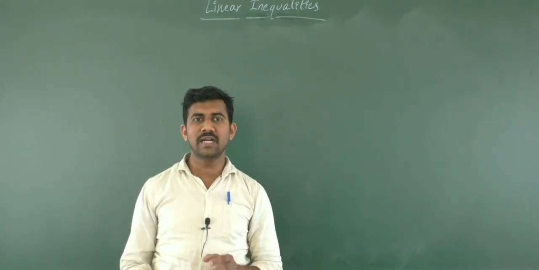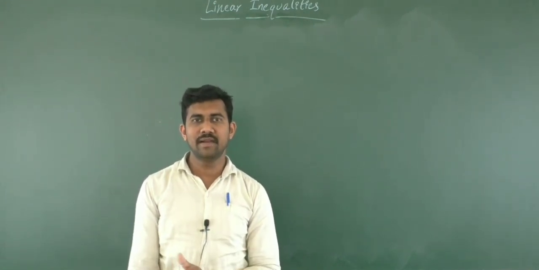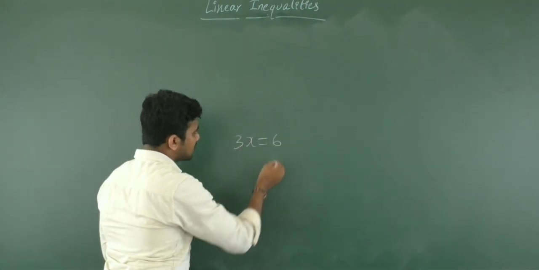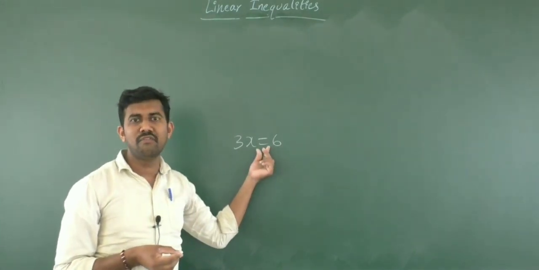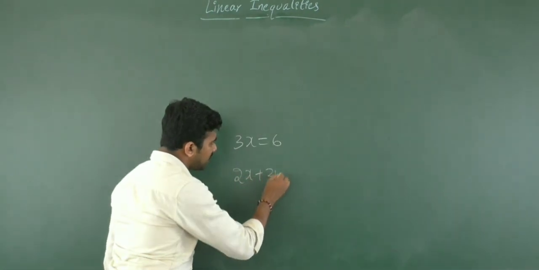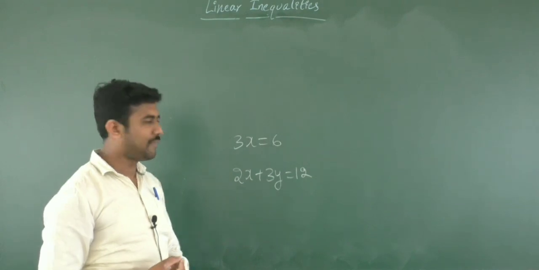See, equation means what? The expression which contains the symbol of equality. Like if you consider an equation 3x is equal to 6, clearly it is an equation, right? Because it contains the symbol of equality. Similarly, we can give another example, 2x plus 3y is equal to 12. Clearly it is also an equation.